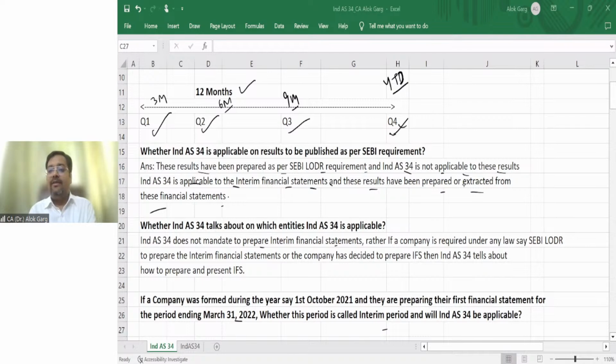Sriram is asking, sir, why are 31st December 21 figures given in the statement? Sriram, it is a requirement of SEBI that you need to provide comparatives also, so that the user will be able to understand what was the performance for the same period in the last year and what is the current year performance, right? Is that clear?